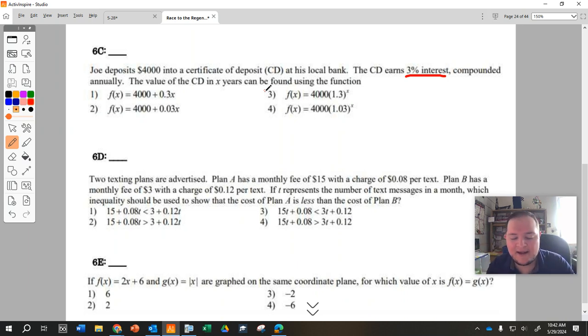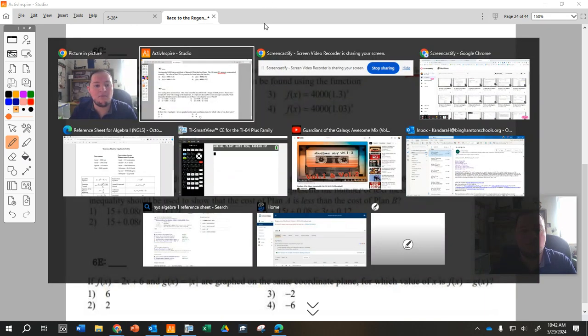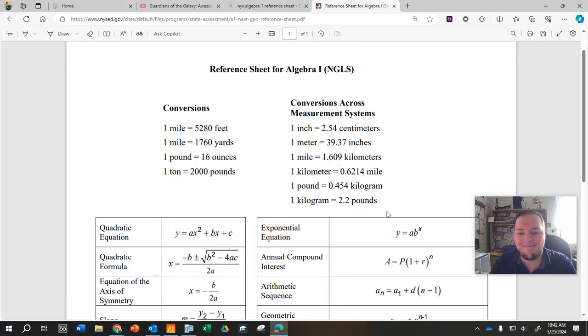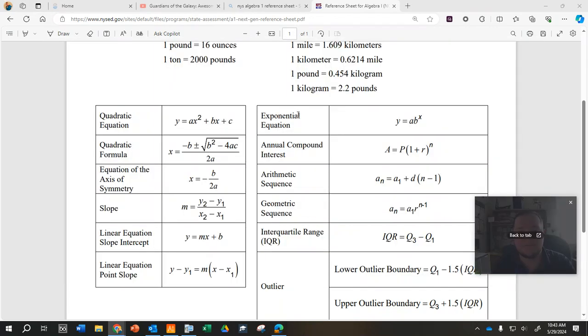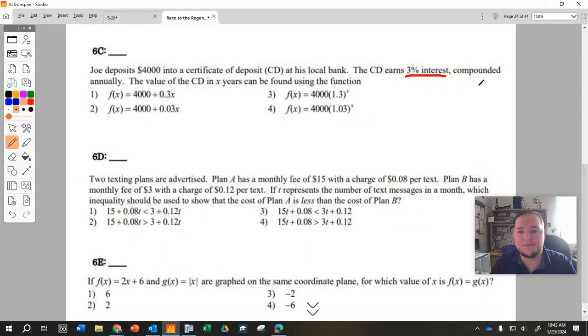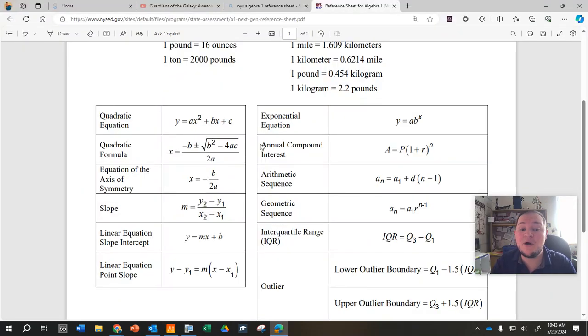So the second you see percentages, you need to be suspicious that you are talking about annual compound interest. Also, it says interest, right? So there's a formula that has to do with percentages and interest. It's right here on the reference sheet, annual compound interest.